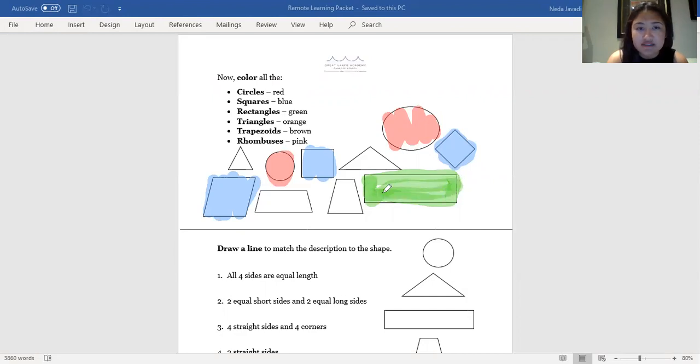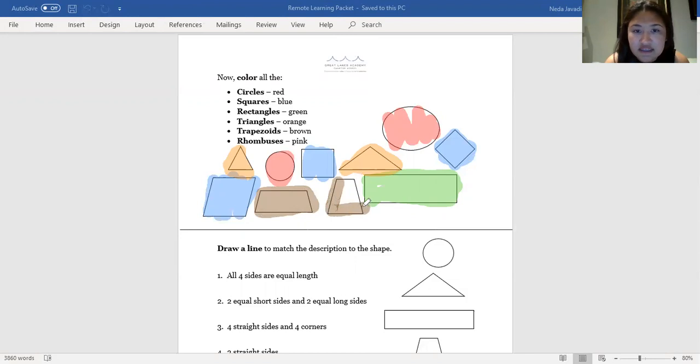Next, triangles are orange. So I should see 1 and 2 triangles colored in on your page. Give me a thumbs up if you got those 2. Yes, 2 thumbs up. And then trapezoids, which is our new shape, trapezoids are gonna be brown. So I am gonna grab my brown and color these trapezoids in.